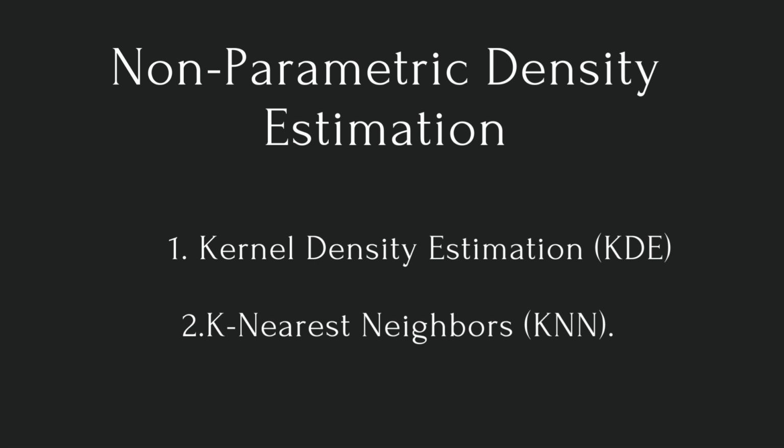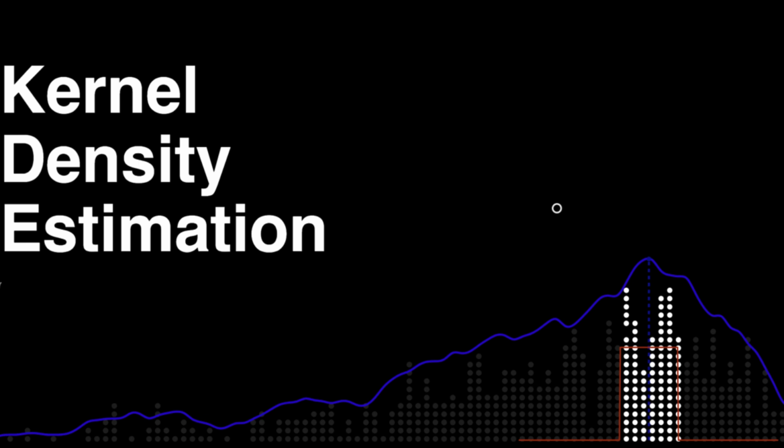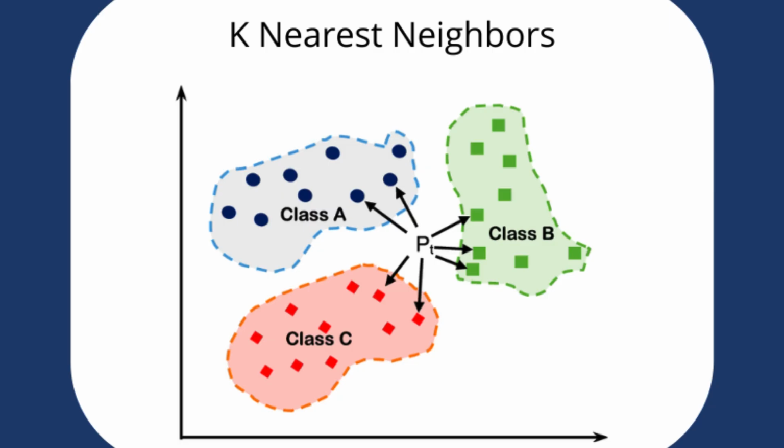Two popular non-parametric techniques for density estimation are kernel density estimation (KDE) and k nearest neighbors (KNN). KDE is widely used for estimating the probability density function of a random variable. It works by placing a kernel function centered at each data point and summing up the contribution of all kernels to estimate the PDF. The choice of kernel function, like Gaussian, and bandwidth parameters significantly influence the smoothness and accuracy of the estimated density.